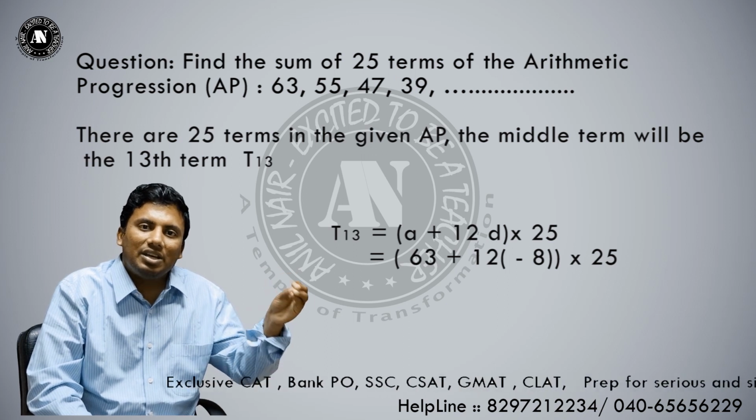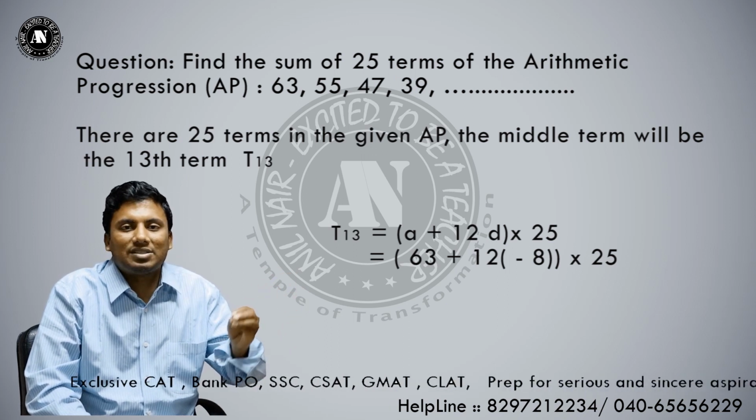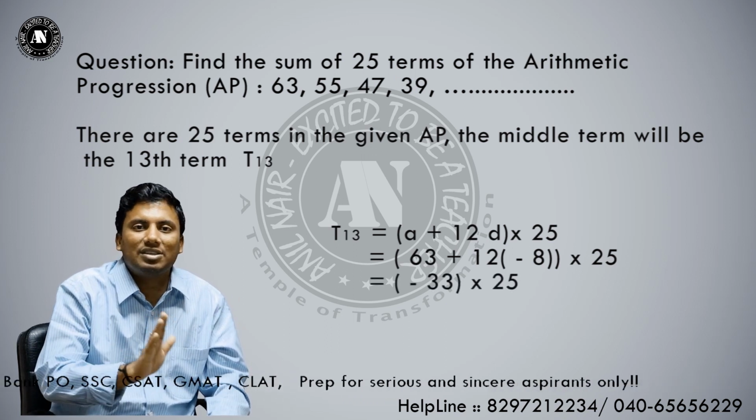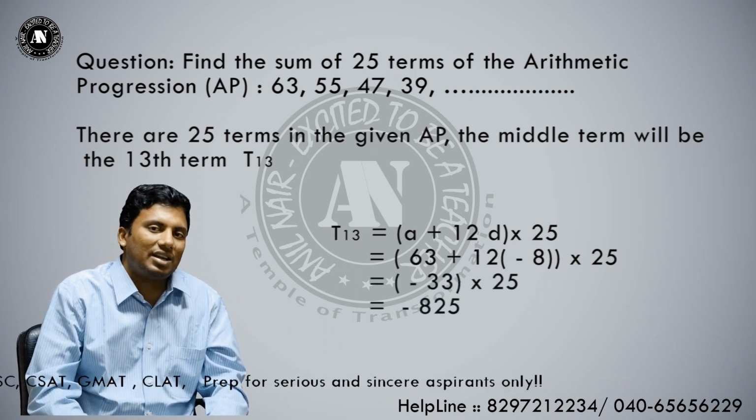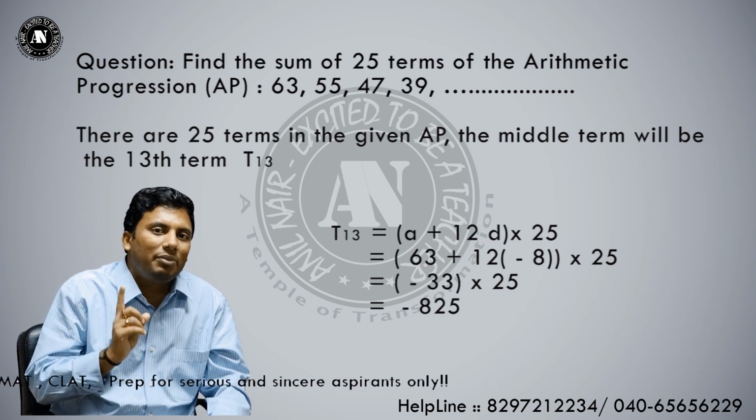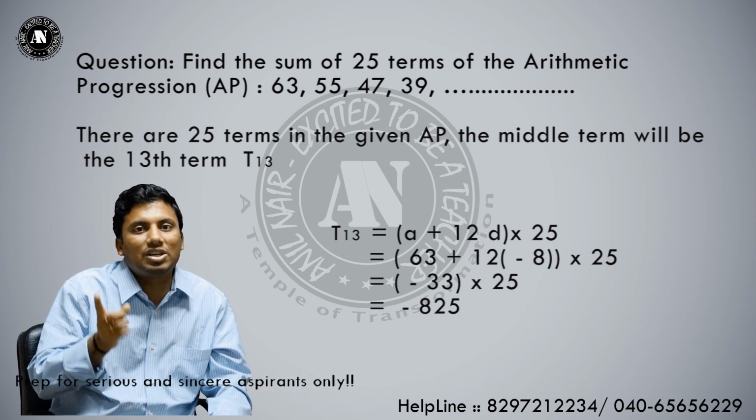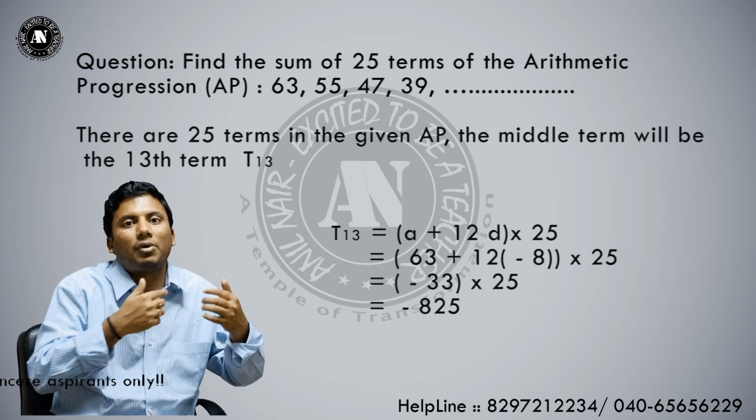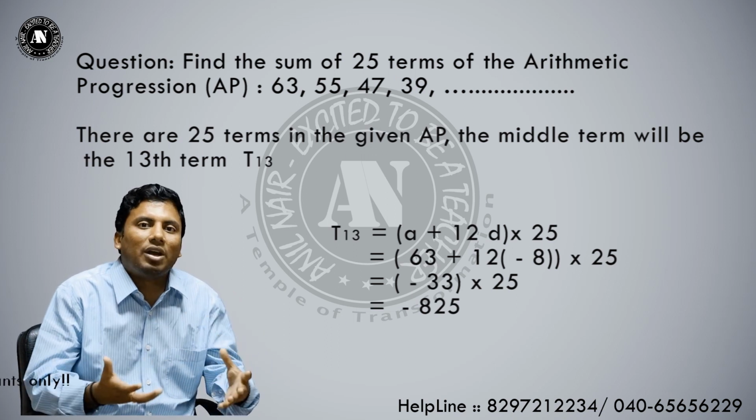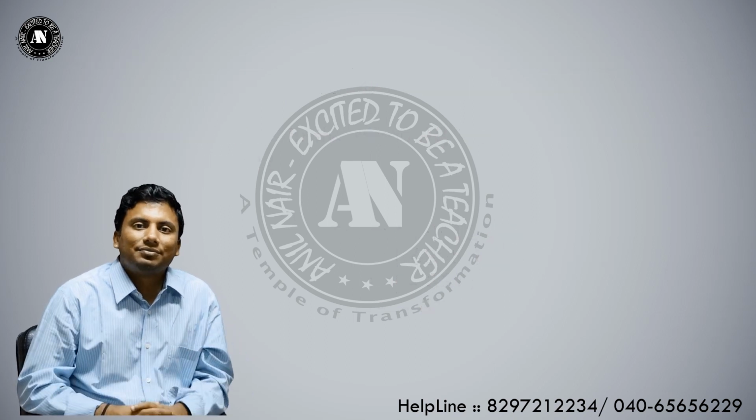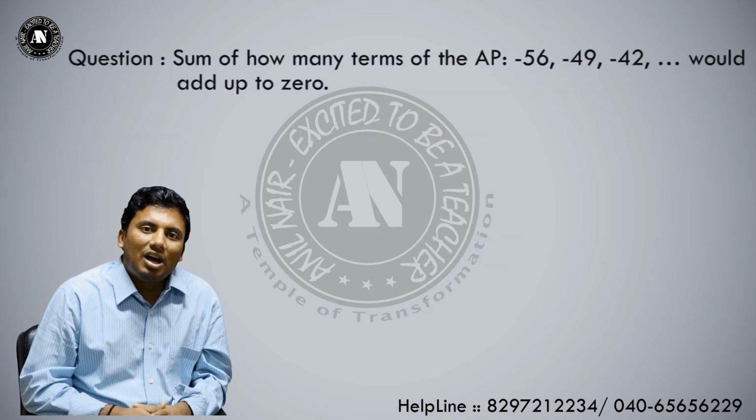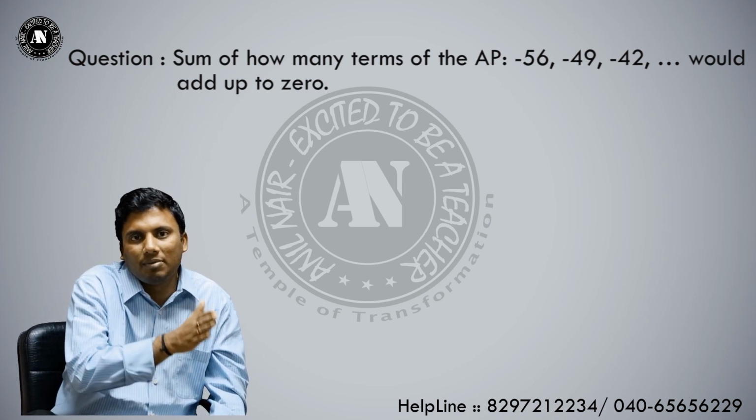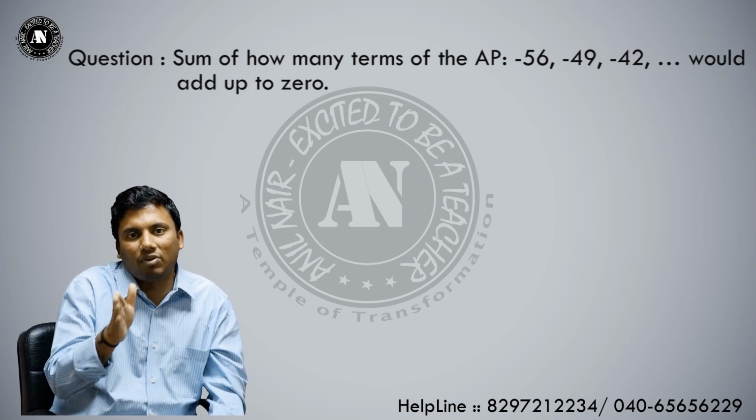T13 will be 63 plus 12 into minus 8, it will be minus 33, minus 33 into 25 is minus 825, which is the answer. The objective behind discussing this logical way to find the sum of n terms is to solve multiple problems without applying formulae.